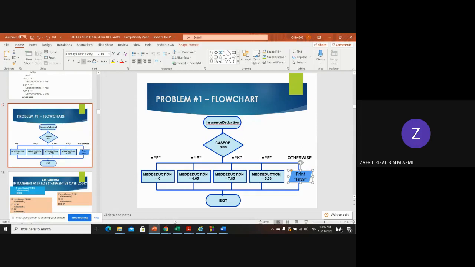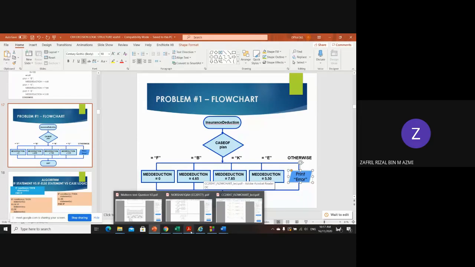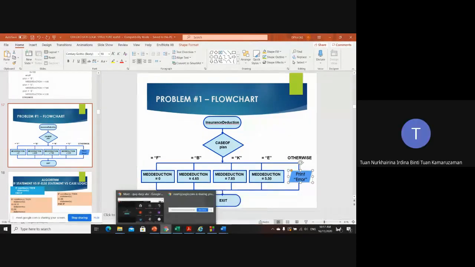Any questions, class? Yeah, for the true and false, you do need to write down true and false, yes. Or you can just use the short form, T or F. That's enough already. Okay. Any other questions?